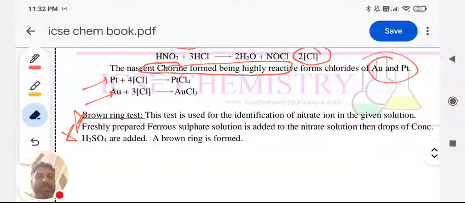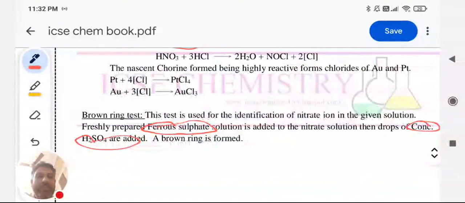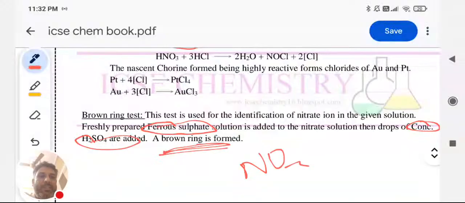So when you take dilute nitric acid or any nitrate ion, first you add freshly prepared ferrous sulfate followed by concentrated sulfuric acid, and then it forms a brown ring, which is a confirmatory test for nitrate ion or nitric acid.